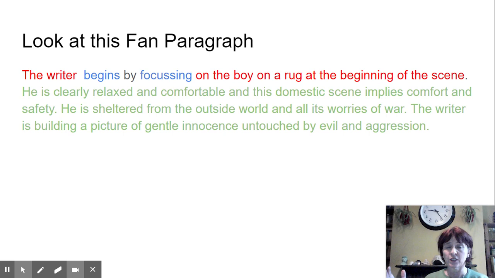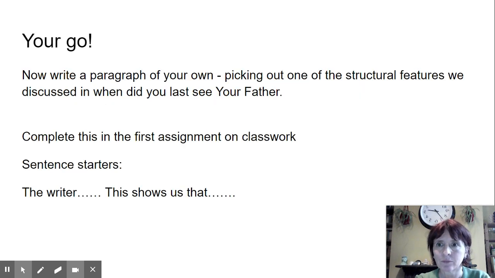I think the writer started there because it's almost lulling me into a false sense of security. I'm thinking, oh, this is a lovely, nice, cozy scene. And then, of course, it all switches. The focus switches, and the aggression and horror of the war is brought in. So have a go at that. It's quite tricky, but let's see how you get on.